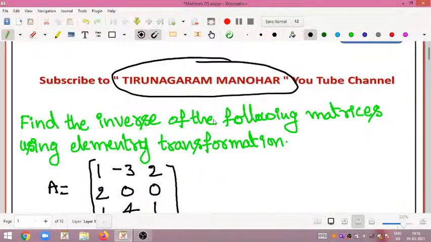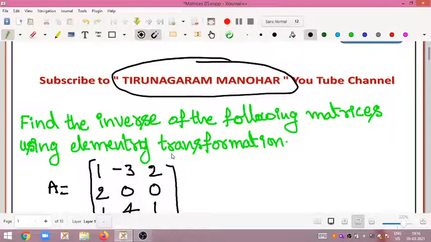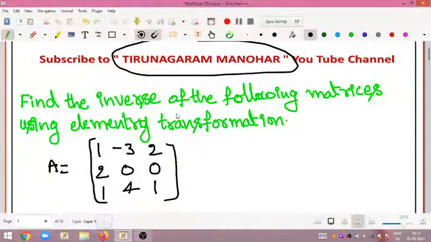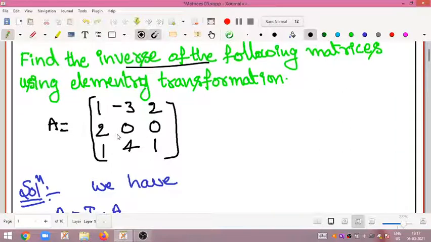Okay, come to this part under the heading of matrices of BSc part 5. Already in the previous video lecture, I found the inverse of the following matrices by using elementary transformation. Again I want to do one more problem under the same heading, which is to find the inverse of the matrix using elementary transformation. I gave four problems as homework. I hope you all did them. So now one more problem here.